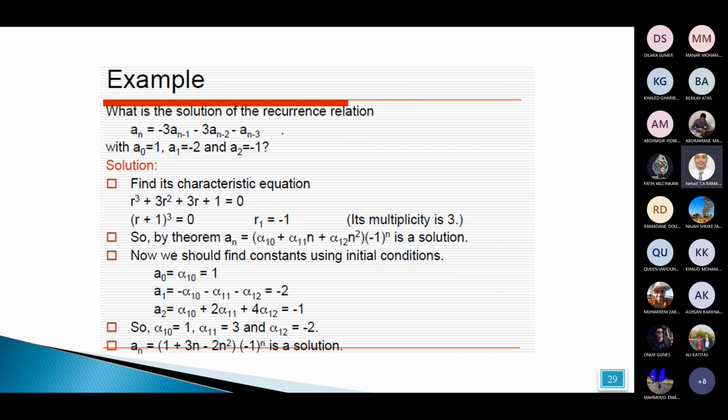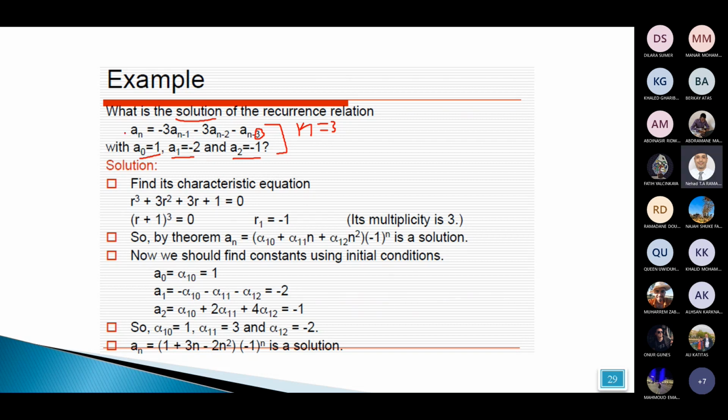In this example, we have a recurrence relation, of course a linear homogeneous recurrence relation, and we need to find the solution. First of all, k equals 3. So here the recurrence relation's degree is 3, and we have 3 initial conditions.